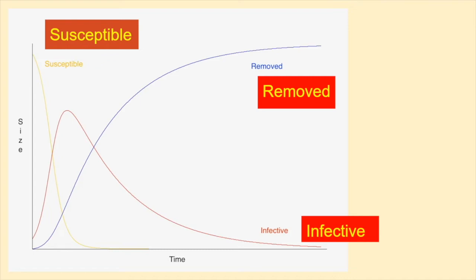Removed refers to people within a population that have either had the disease but have gotten better, or had the disease and passed away. They can no longer get coronavirus and they cannot pass it on to other people within the population. So what does this all mean?